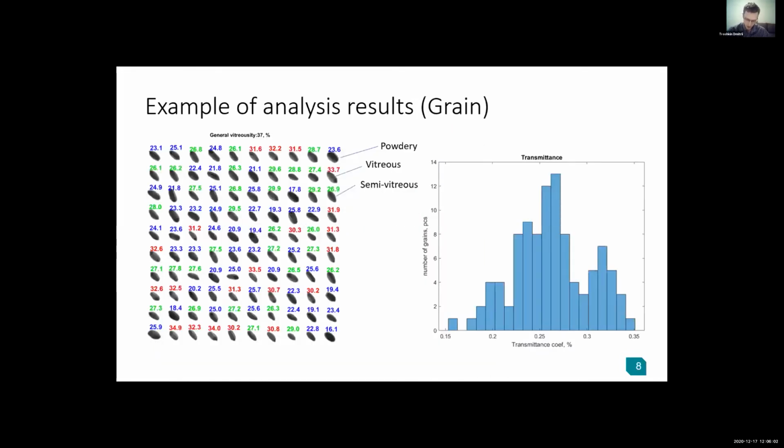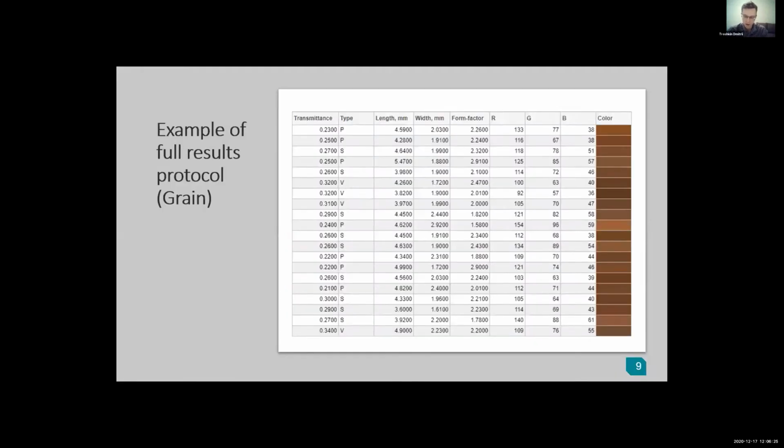Here is an example for grain. We can easily assess the vitreosity of the grain set, calculate the number of powdery, vitreous, and semi-vitreous grains by assessing their transmittance. And of course, we can assess its uniformity, size, and color. And once again, we are able to measure and build a protocol of all this information with suitable data.